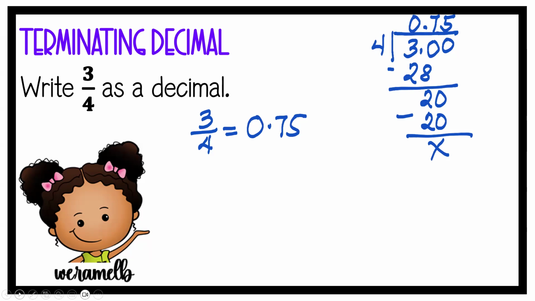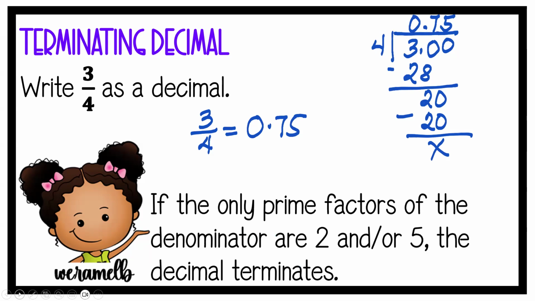Is there a rule of thumb on how to determine whether a fraction will yield a terminating decimal? Yes, there's a shortcut. Look at your denominator. What are the factors of your denominator? 4: 2 is the only prime factor. If that is the case, you're going to produce a terminating decimal. If the only prime factor of your denominator is 2, 5, or both 2 and 5, then you will come up with a terminating decimal.